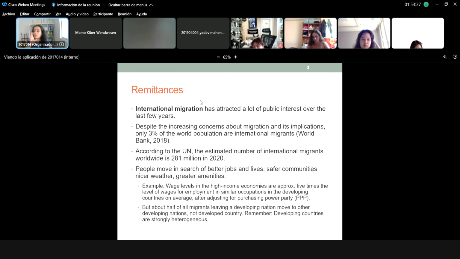So there is lots of migration between developing countries, and this again reminds us that developing countries themselves are also so different from each other. Even if people are looking for better opportunities and better jobs and lives and a safer community, maybe lower crime rates and nicer weather and so on, this can also often happen between developing countries. And we've already seen how there can be lots of variation between developing countries.